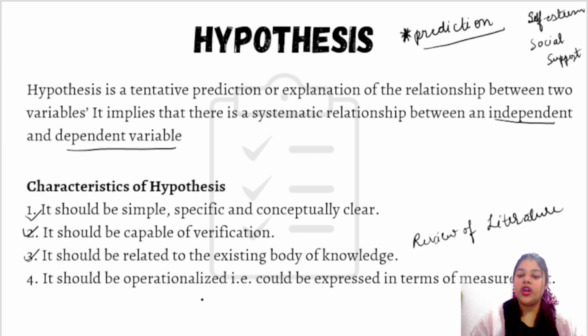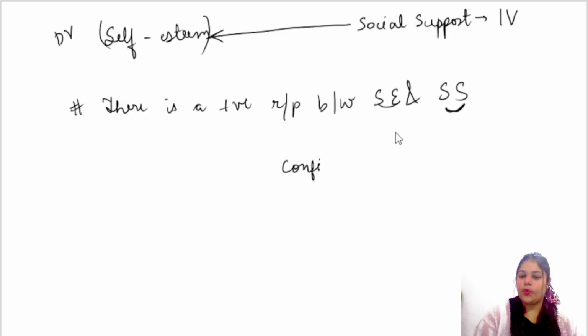Then it should be operationalized. That is, it should be expressed in terms of measurement. Now we know that there are a lot of self-esteem scales. There is one Rosenberg self-esteem scale which is there. There are certain scales for social support as well. So we know that both of these variables are measurable. We can measure both of these variables.